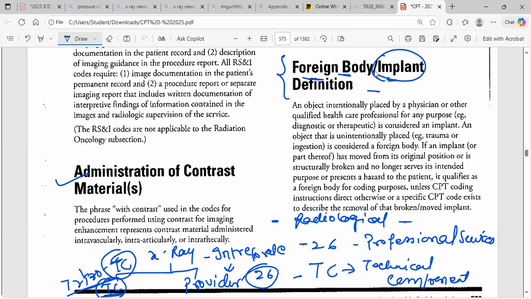An implant is any device that has been inserted from outside the body to serve any purpose; then we are going to call it an implant. So the difference between a foreign body and an implant is: if any material or device is not performing any purpose, then we are going to call it a foreign body. And if it's doing any purpose, then we are going to call it an implant.